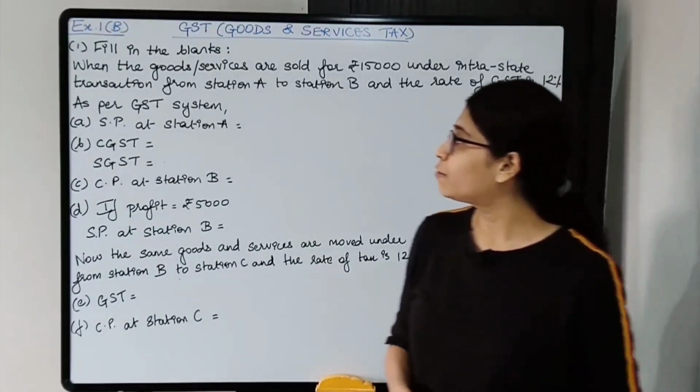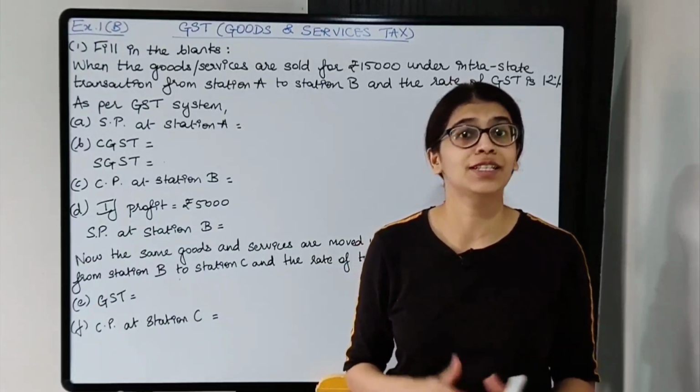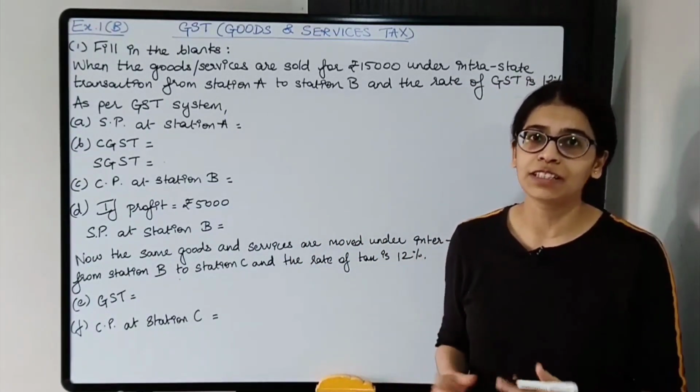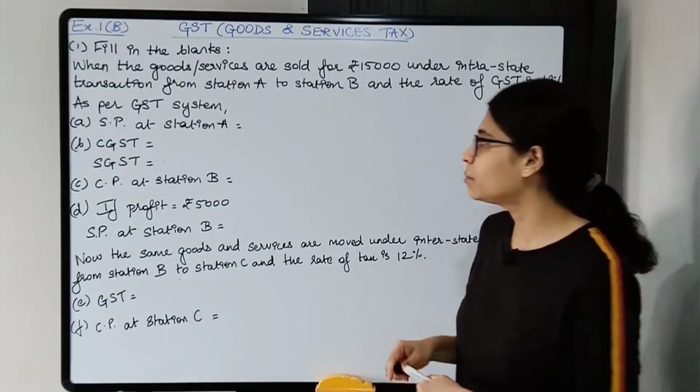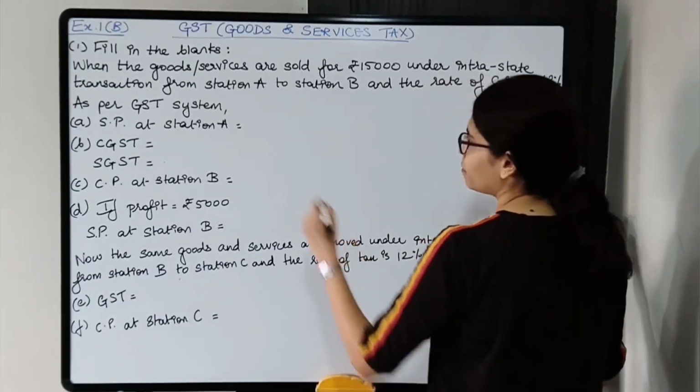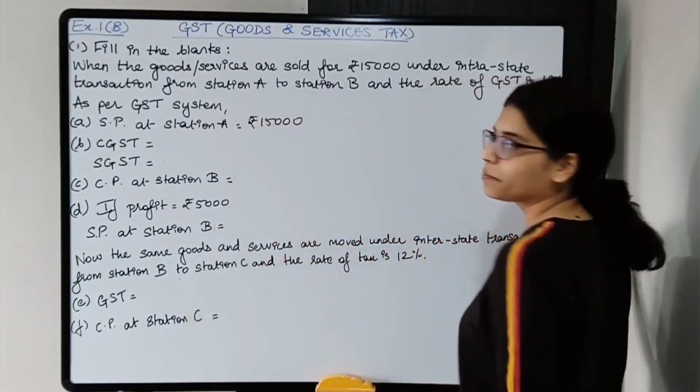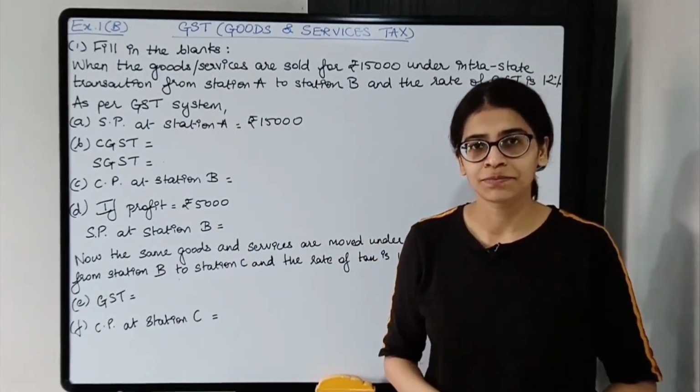Now we have to find first part, selling price at station A. This is already given in the question. Station A is selling for rupees 15,000. Okay, so selling price will be 15,000 rupees. All right, don't forget rupee ka symbol.